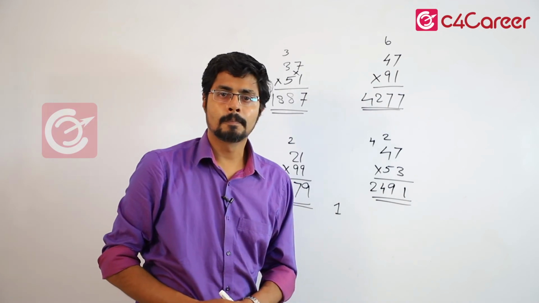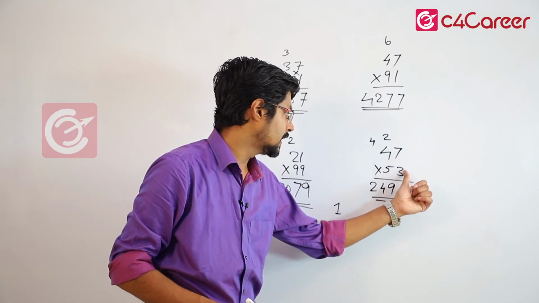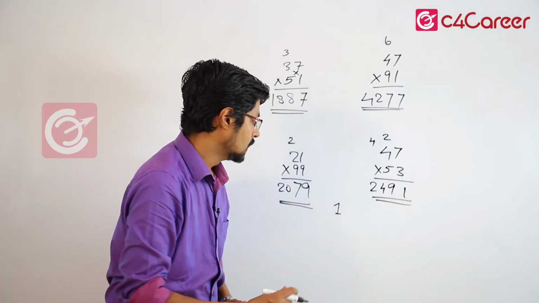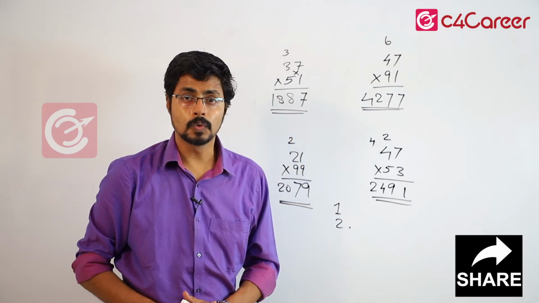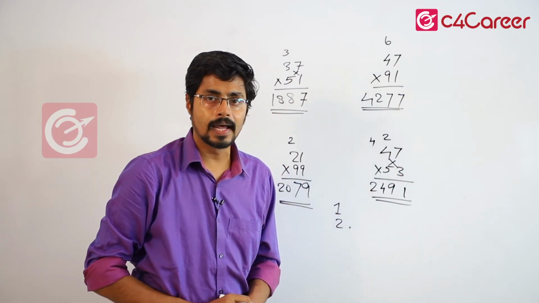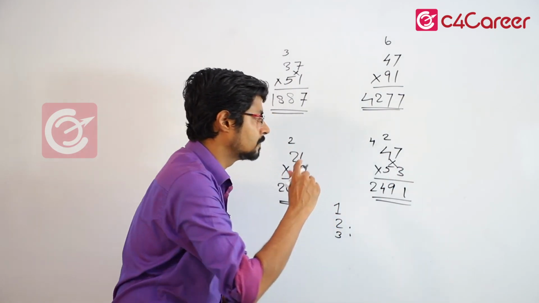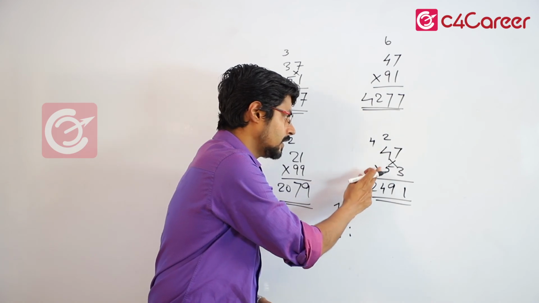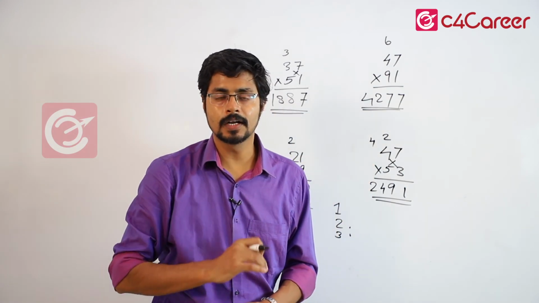So always remember the 3 steps. First step, multiply the unit digits, that is 7 into 3 we are doing. Second step, we have to cross multiply and add. We are cross multiplying the numbers and adding them. And the third step is multiplying the leftmost digits. So I hope this method is clear to you.